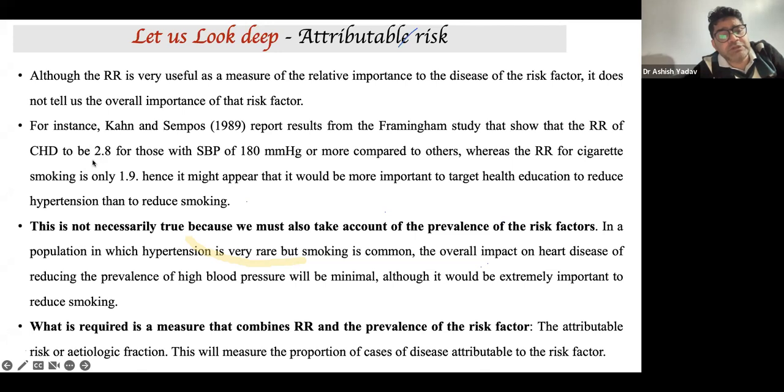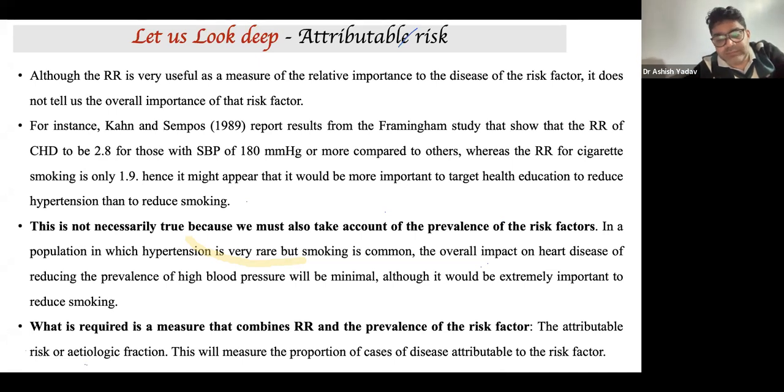From here, we might assume that it is very important to focus on the health education program. But for the same factor, when we calculate attributable risk, we will be able to see how much risk can be controlled if we focus on smoking. So attributable risk is a combination of RR and the prevalence of the disease.